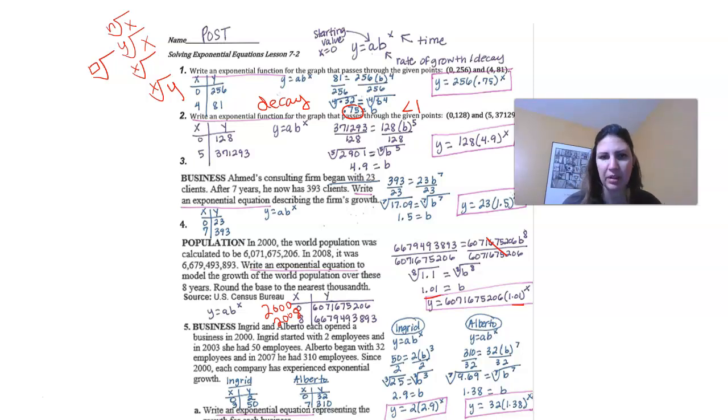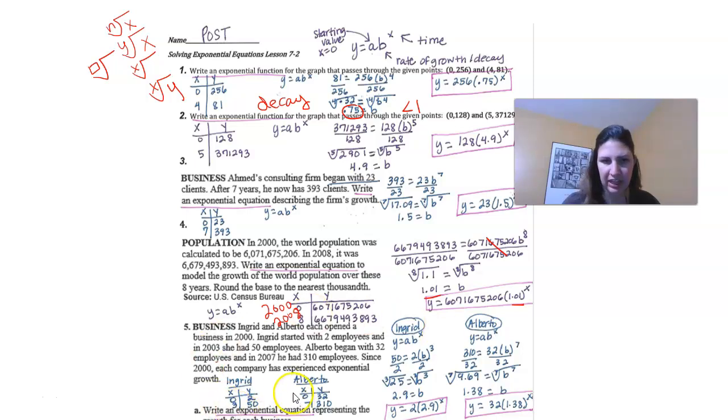I might have to grab my other paper. It gave you Ingrid and it gave you Alberto. And so you all were to find Ingrid's equation and Alberto's equation for part A, and then B wants you to calculate, I think, in year 5. So then you would just go ahead and plug in year 5 at the end once you get the two equations.